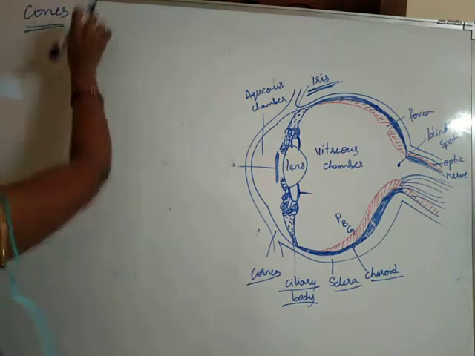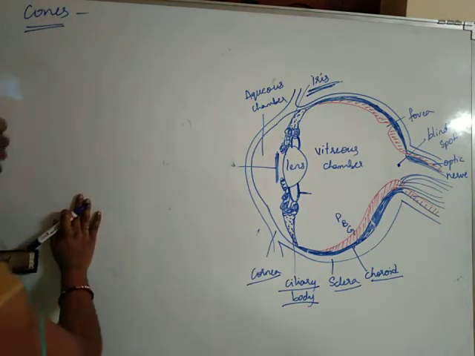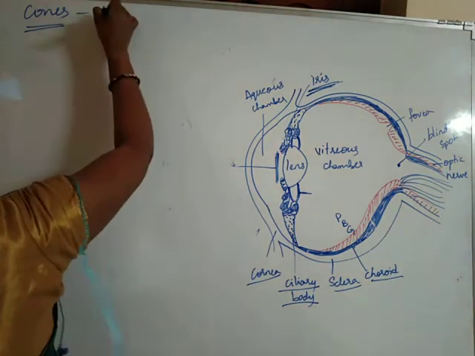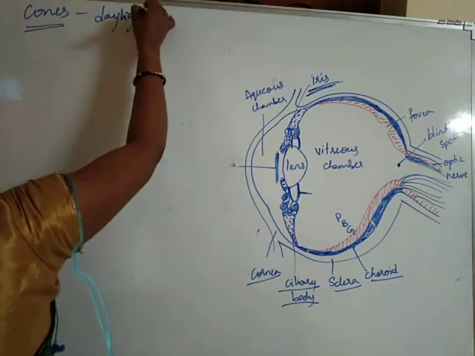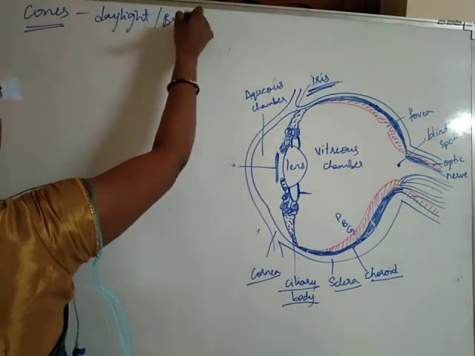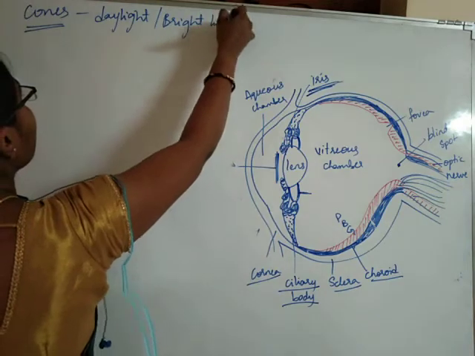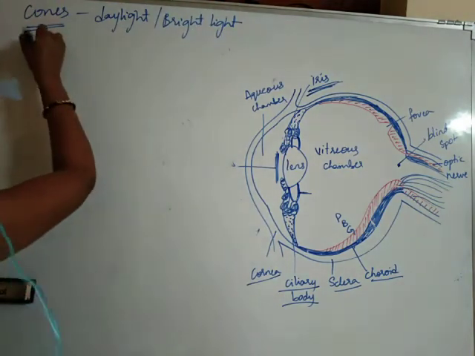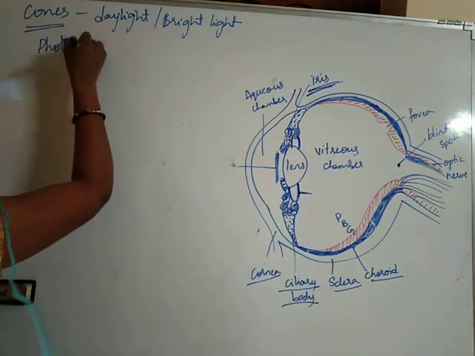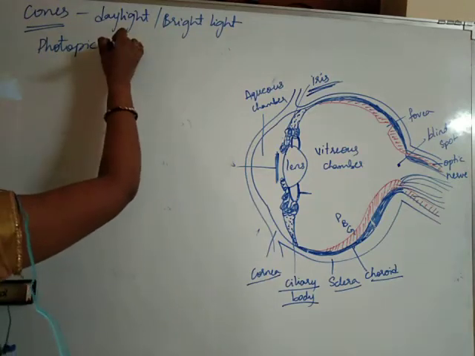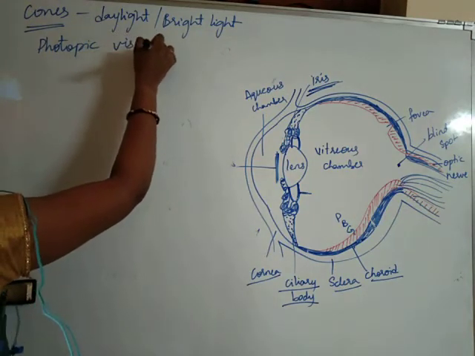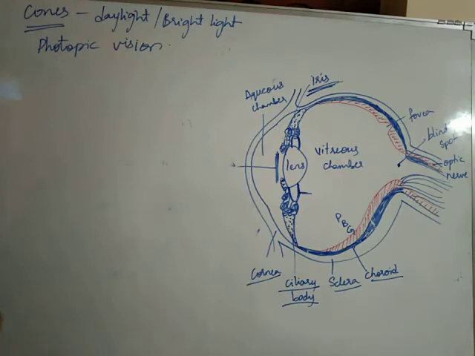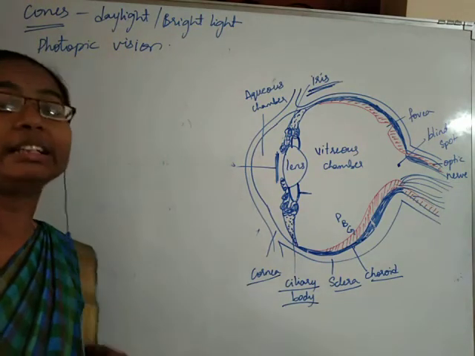Cones are those photoreceptor cells which are involved in daylight vision or bright light vision. Cones are involved in photopic vision. That means they are involved in vision during the daylight.